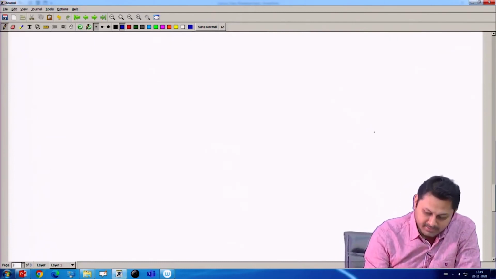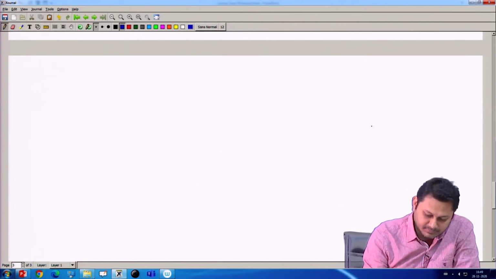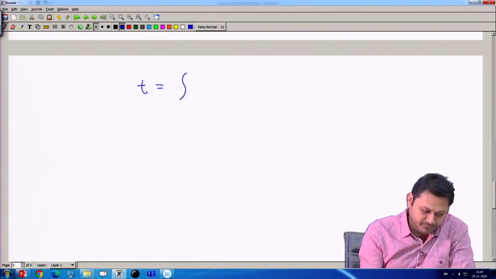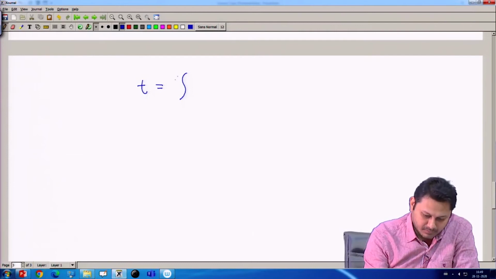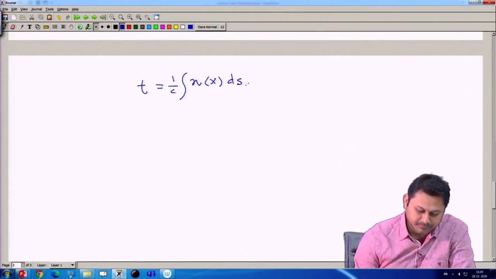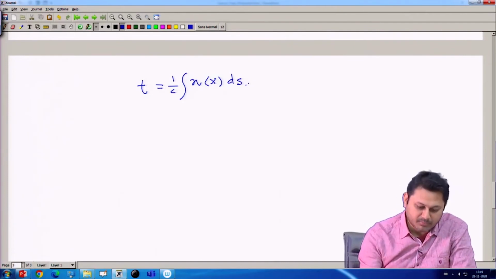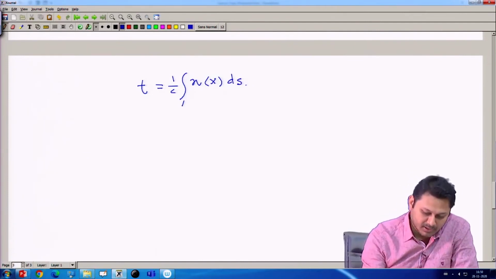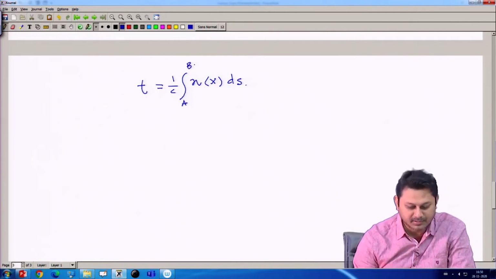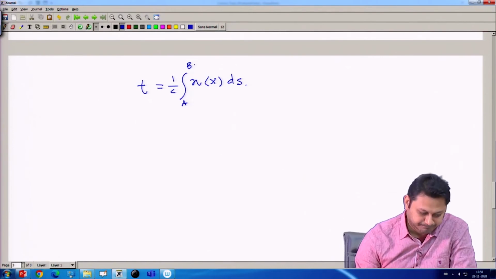Well, now my t, as I mentioned, should be simply the integration of 1 by c, because c is a constant, it comes outside, n of x ds. That integration from one point to another point, say point A to point B, I need to calculate. This should be the recipe to calculate the time.